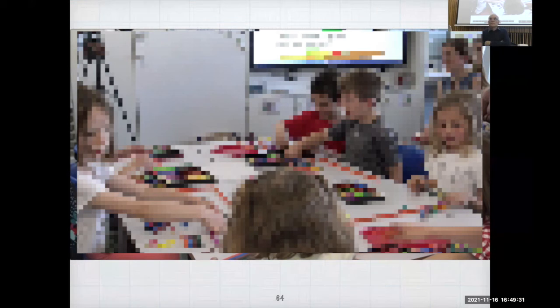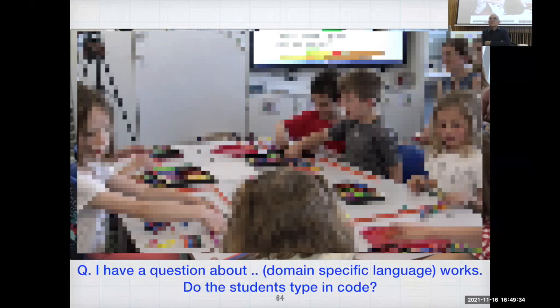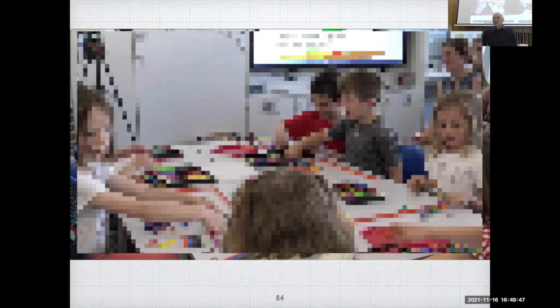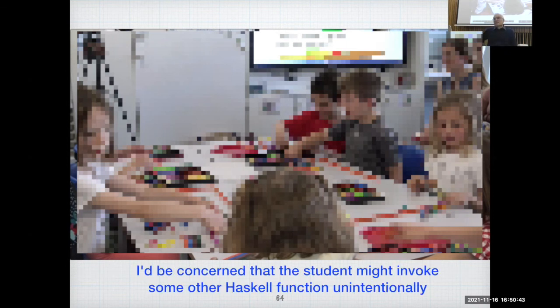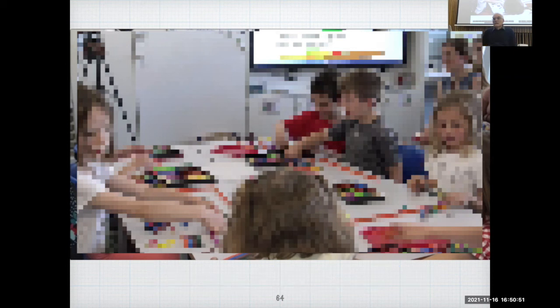So I have some questions about how the computing tool, the DSL, works. The students are actually typing things into these. Yes, yes, yes. And it, well, not accidentally, sort of invokes some other Haskell function. Anyway, it's really weird there. Yes. Yeah, I think you're asking about the brittle nature of a programming environment, if you move beyond the constrained domain language that you want the children to be constrained with.